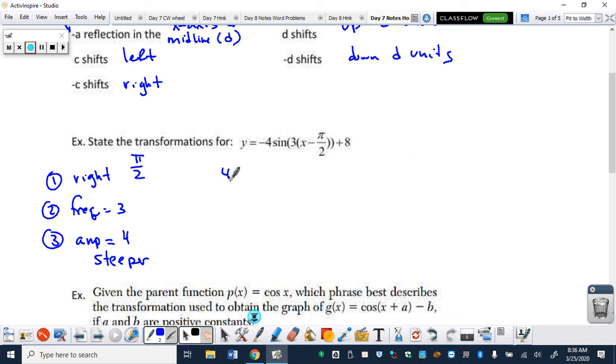The negative means there's a reflection in the midline, which is at y is equal to 8. The entire curve, the entire graph got shifted up 8, which is our last transformation. The plus 8 means it went up 8. So you want to make sure that you have those in order.